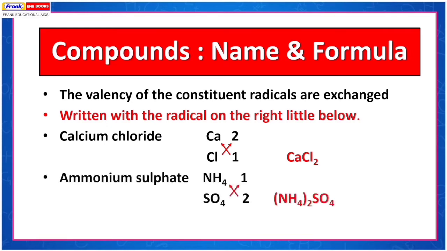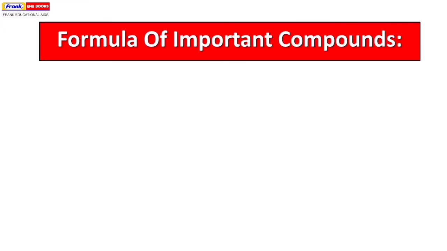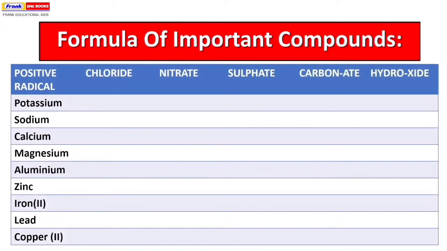Similarly, ammonium sulfate: valency of ammonium is 1 and sulfate is 2. After exchange of radicals, we get (NH4)2SO4. Here is an exercise for you, where you have to give the formulas of the important compounds of some positive radicals.